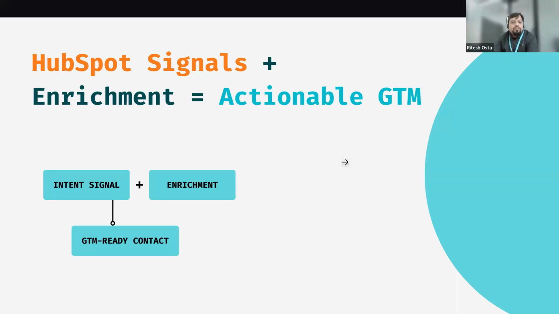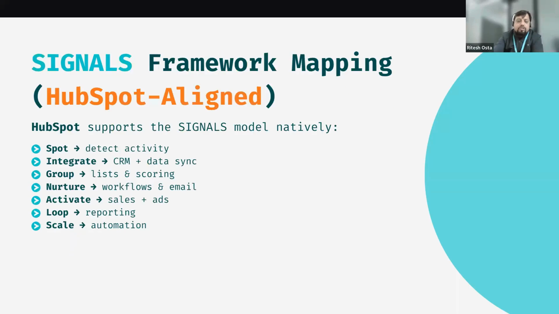So HubSpot Signals plus enrichment means actionable GTM. That means if you can track the signals, you can do the enrichment. That means your sales team will be GTM ready, right? We talked about the signals framework in the last session, and we are going to continue this discussion. This is a framework we use. We have designed this framework in Insightstap.